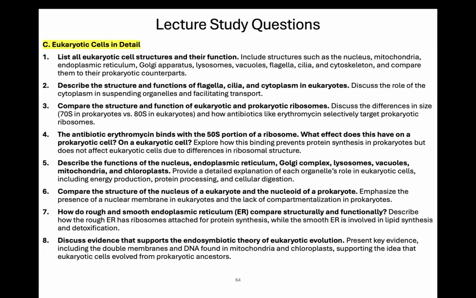And the evidence is that mitochondria and chloroplasts both have their own DNA. And also they both have 70S ribosomes similar to prokaryotes. So this evidence suggests that mitochondria and chloroplasts originated from prokaryotes like bacteria or archaea that were eaten up by earlier cells, and this forms a symbiotic relationship. So that is our lecture on eukaryotic cells.